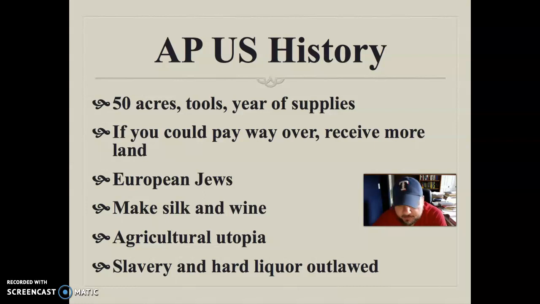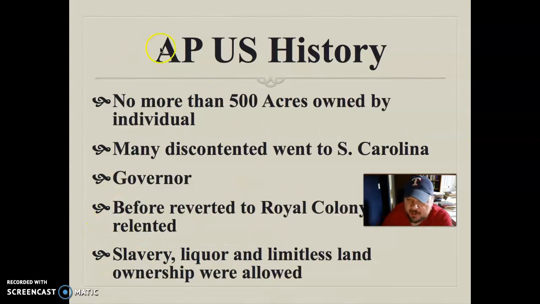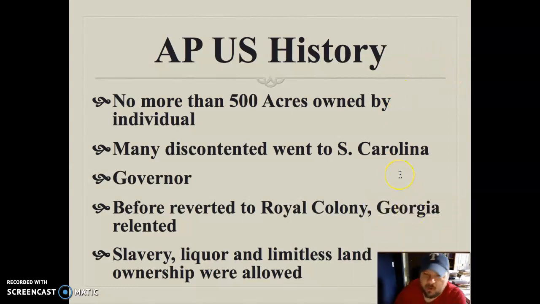Now, the government also did a couple other things to establish this agricultural utopia. They tried to teach people how to farm, best practices. They also outlawed slavery. They outlawed hard liquor. And they placed a limit on how much individual land somebody could own. So you could not own more than 500 acres of land as an individual. Now, a lot of people were upset about this. A lot of people felt this put them at a distinct disadvantage.